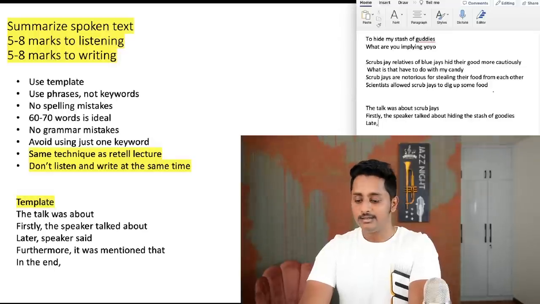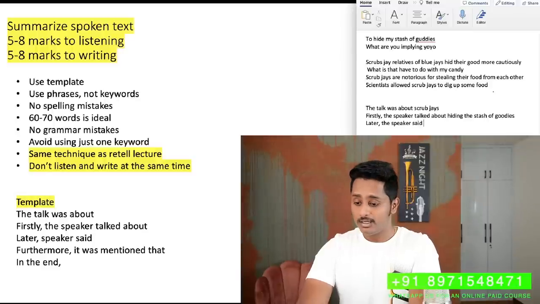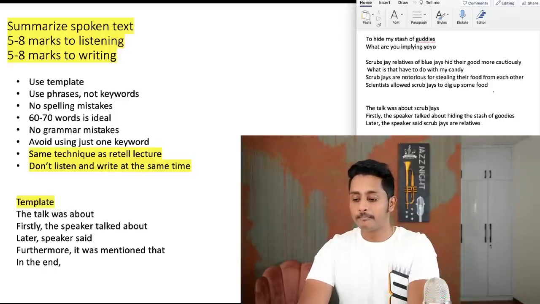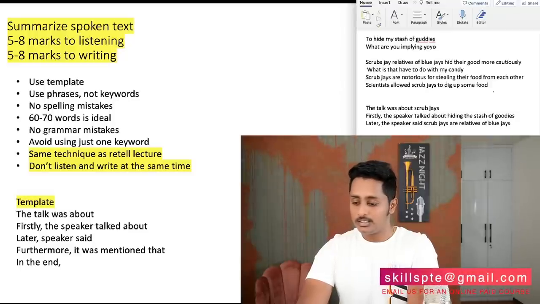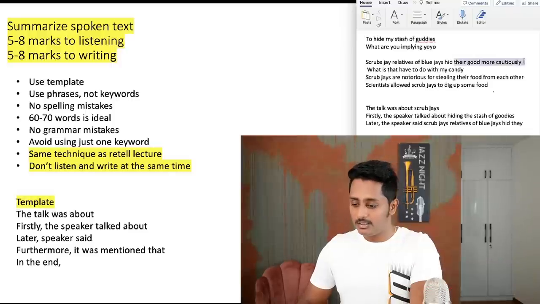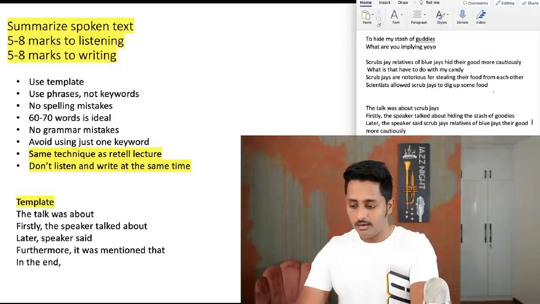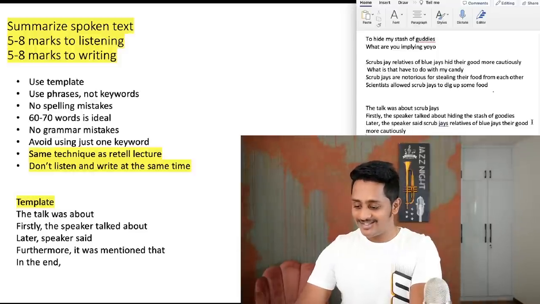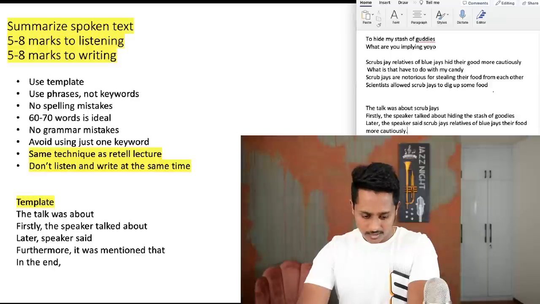Then we have later, the speaker, or a speaker, don't write just speaker. Later, the speaker said scrub jays. See, this is a phrase. Scrub jays are, I'm using the word are, though I have not written there, relatives of blue jays. Scrub jays, relatives of blue jays, sorry on that. Here, we'll just copy paste this. Hit their food, no, it's not good, it's food. Sorry on that. Hit their food more cautiously. Spelling is right.